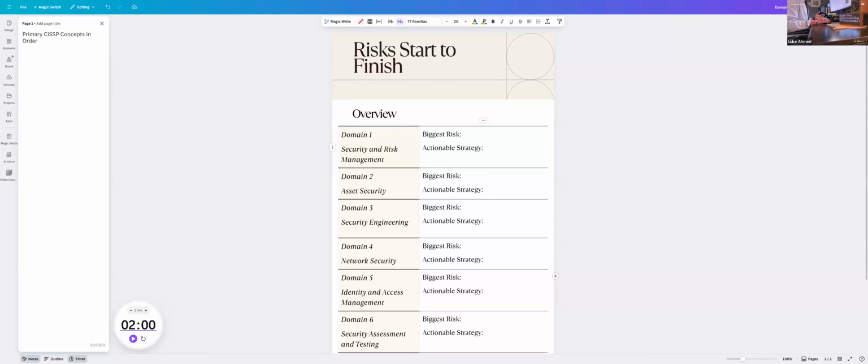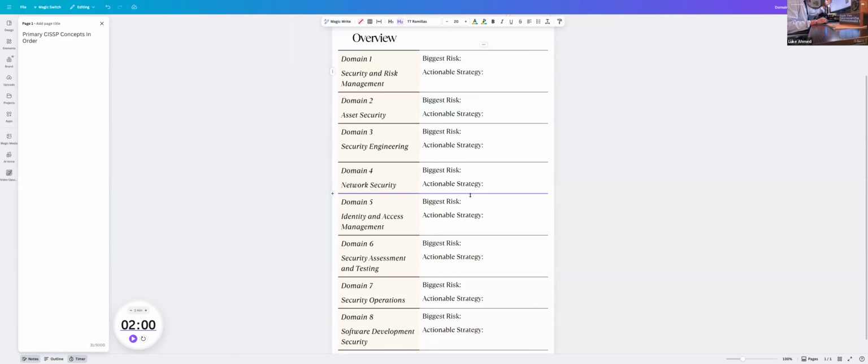For domain 1, we're going to talk about the biggest risk in each domain. We'll go through all the steps here, and after we're done with the biggest risks in each domain, we're going to give you the most actionable strategies to correct those risks. By the time we're done, we'll have this sheet completely filled up. Everybody can see my screen, yeah?